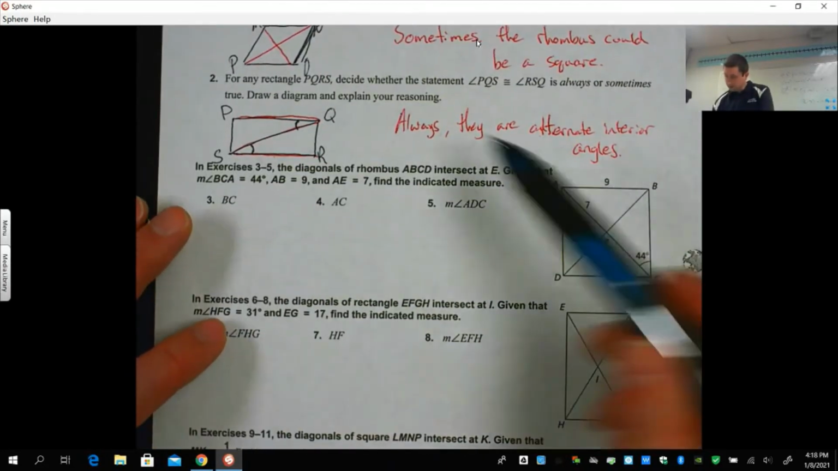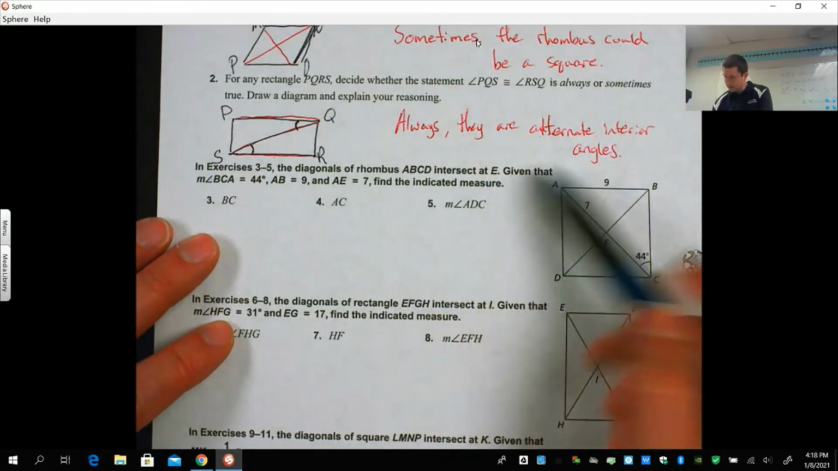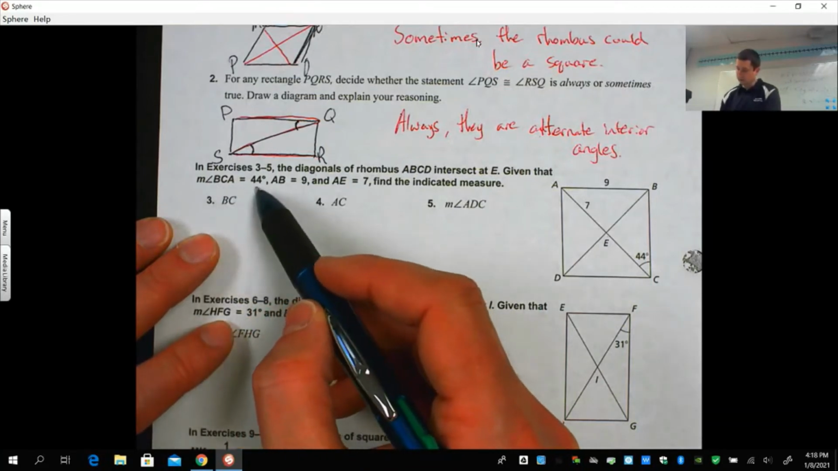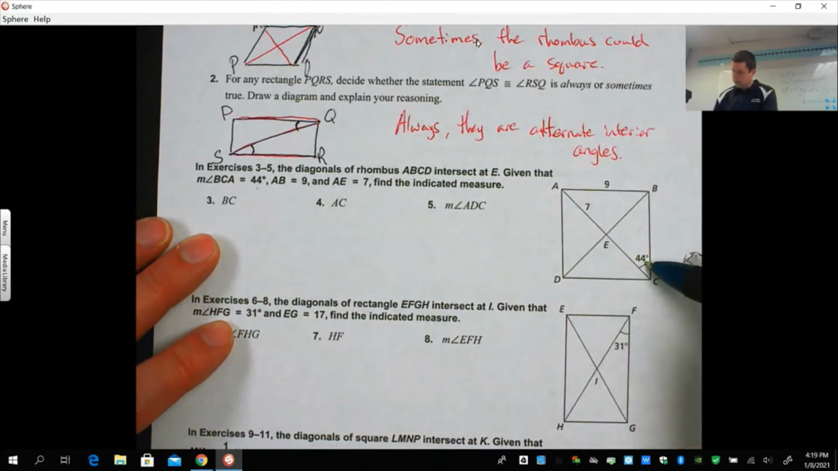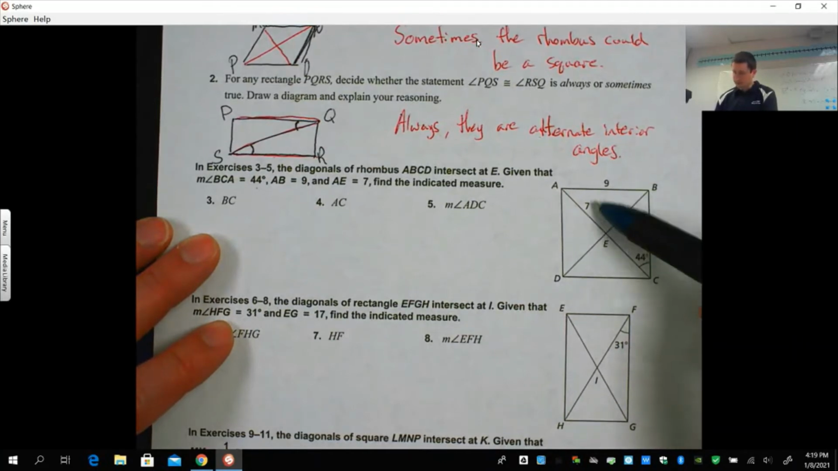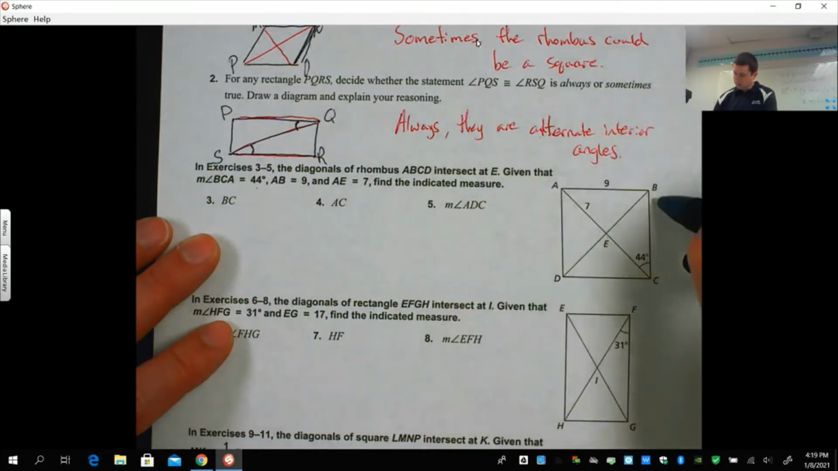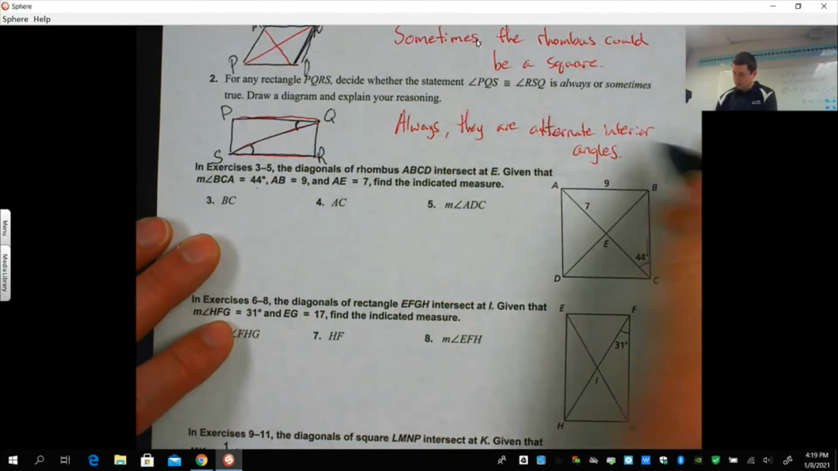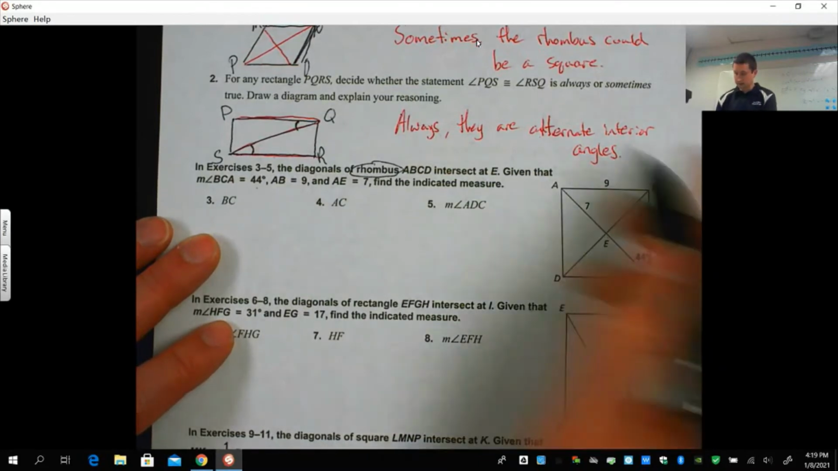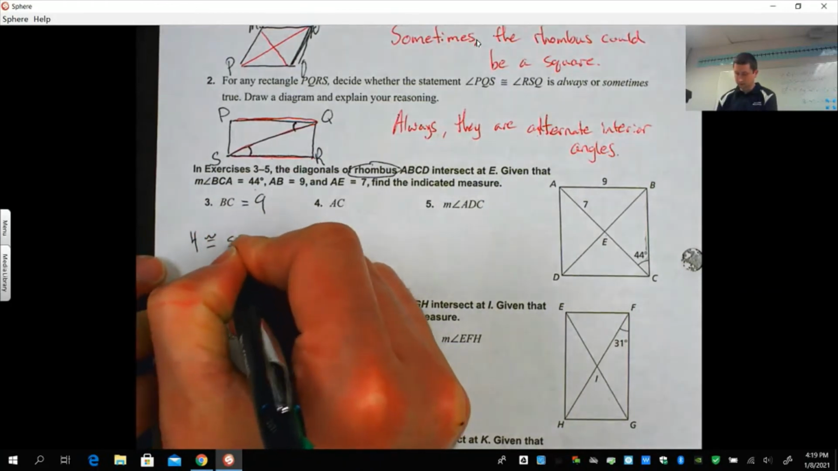Exercise 3 through 5. The diagonals of a rhombus ABCD intersect at E, given that the measure of angle BCA equals 44 degrees. Got it? AB is 9. Got it? And AE is 7. Got it. Find the indicated measure. They want us to find the measure of BC. Well, BC is a side. We have a rhombus, which means we have 4 congruent sides. So if AB is 9, BC also has to equal 9. Okay, we have 4 congruent sides.